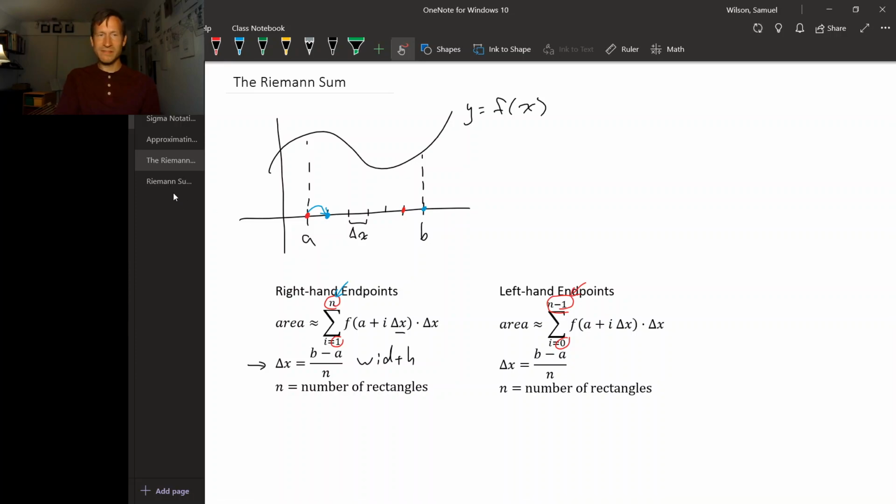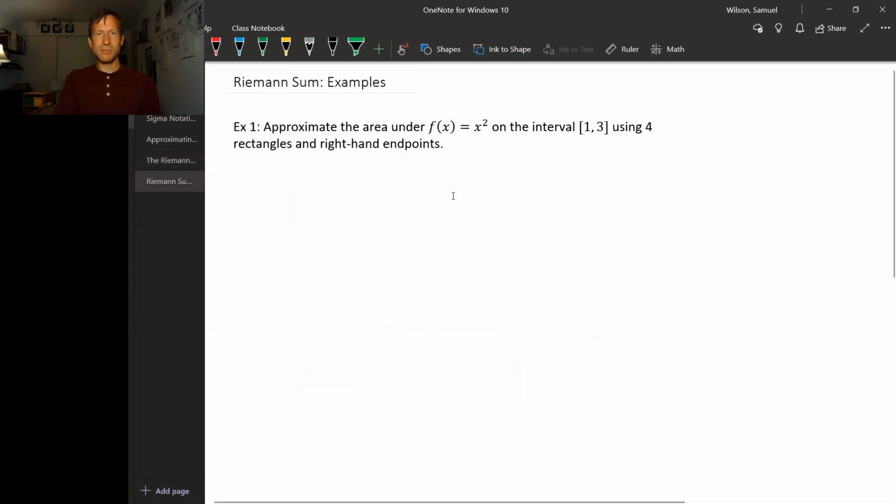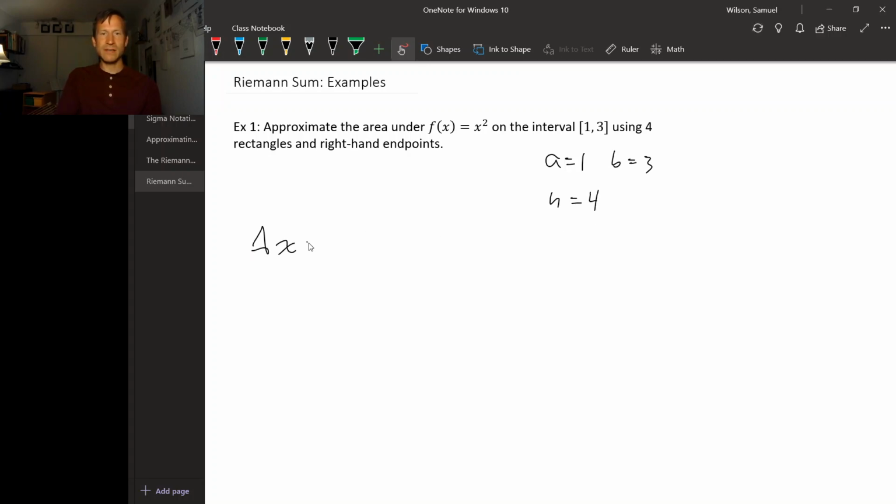So let's look at a couple examples. Here's one. Let's approximate the area under the function x squared on the interval from 1 to 3 using 4 rectangles and right-hand endpoints. Since we're on the interval from 1 to 3, a is going to be 1 and b is going to be 3. And we're using 4 rectangles, so n is 4. We can work out delta x right away. Delta x is b minus a over n, so that's 3 minus 1 over 4, and that's a half.